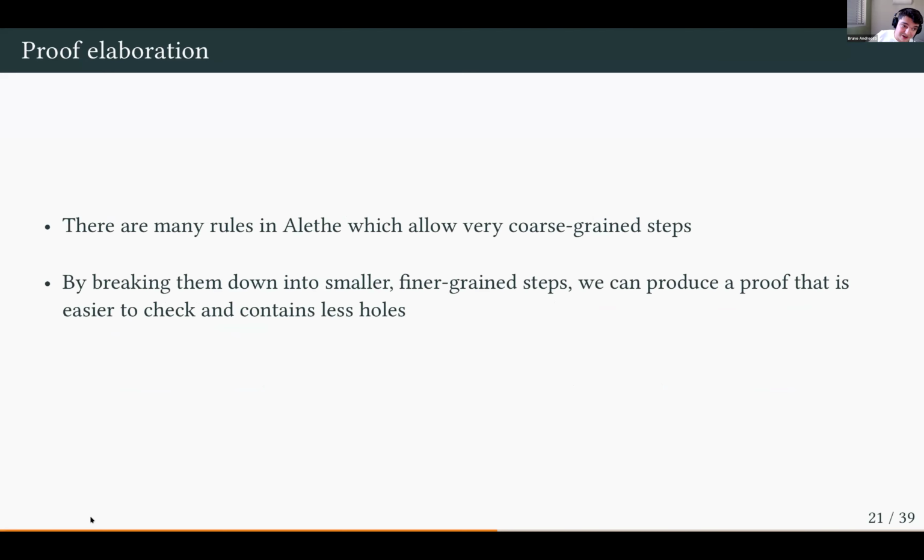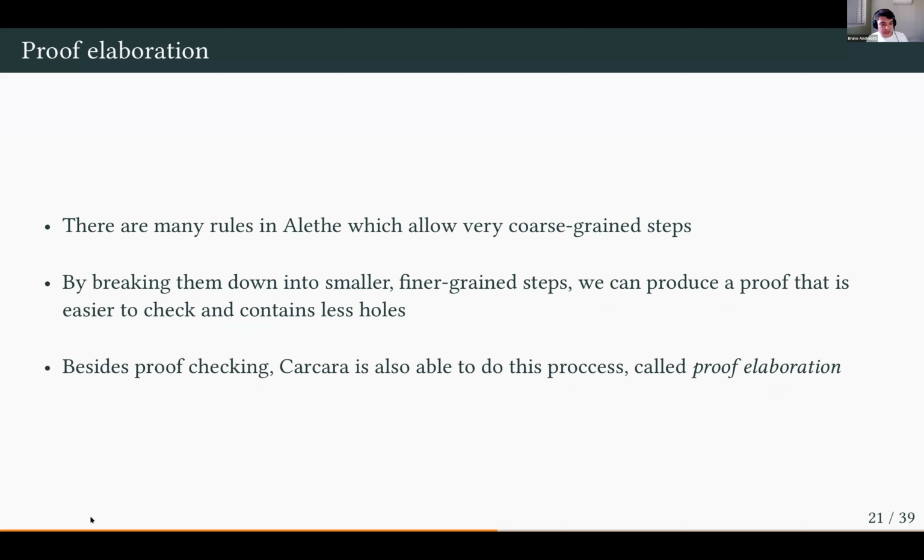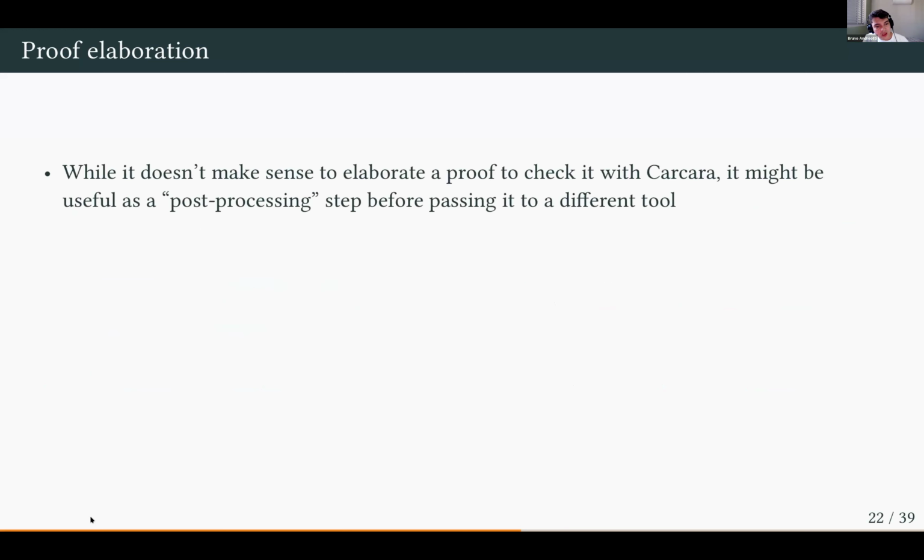Which brings us to elaboration, right? Besides just checking a proof, Carcara can also do what is called proof elaboration. By elaboration, we mean taking an LF proof, which may have very coarse-grained steps, very hard-to-check steps, and breaking it down into finer-grained steps, producing at the end a proof that is hopefully easier to check. And so, like I said, besides checking, Carcara is also able to do this. So let's take a look at some of the key elaboration procedures that Carcara can do.